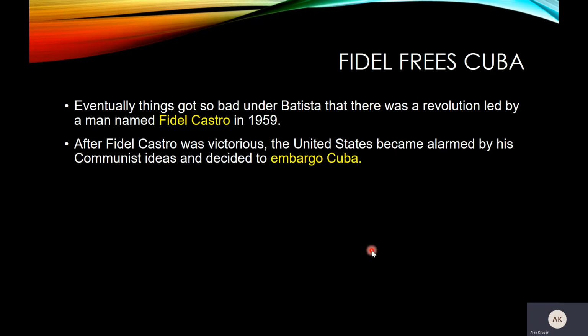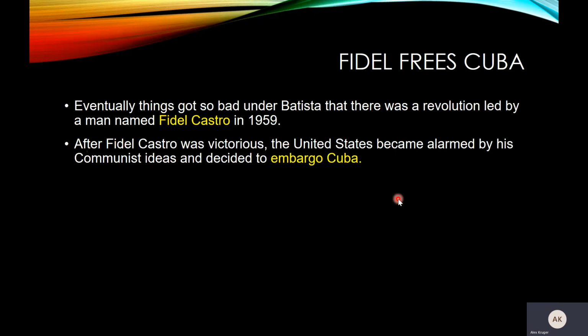Fidel Castro was a revolutionary who had tried to take over Cuba before 1959, but he got exiled to Mexico. And from there, he built a small little army and then conquered Cuba. After Fidel Castro was victorious, the United States became alarmed by his communist ideas and decided to embargo Cuba. They kind of made him become a communist.